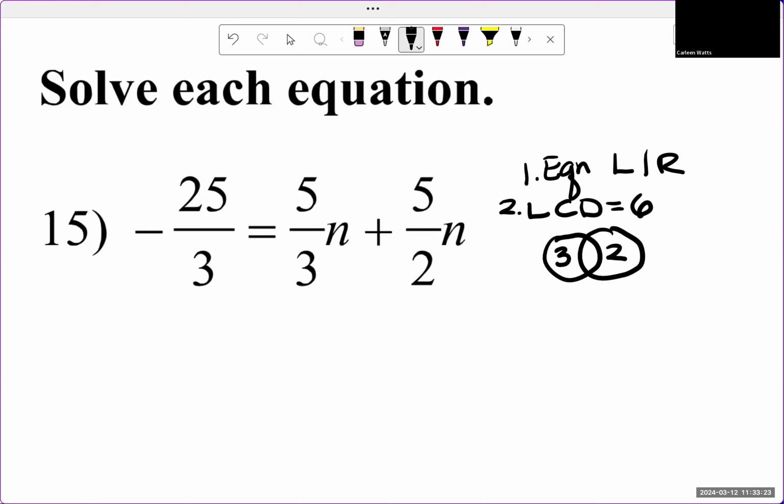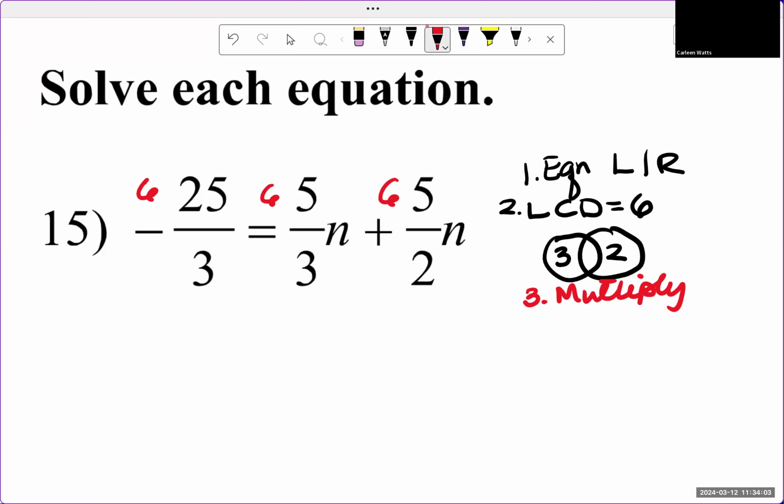What's for the other kids? Oh, okay. Good, thank you for bringing that up. The 3 covers both of them. Don't do 18. Do 6. You're like, 3, got it covered. 2, got it covered. Good point. Okay, so the least common denominator is 6. What's my next step? Multiply it. Multiply. 6 over 1, 6 over 1, 6 over 1.